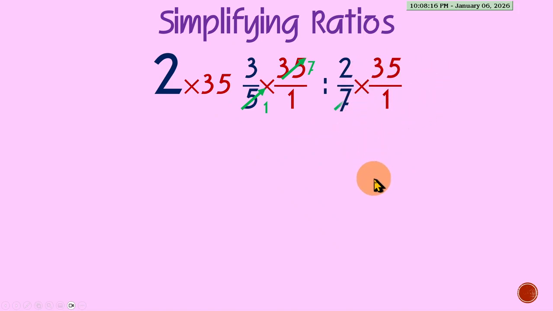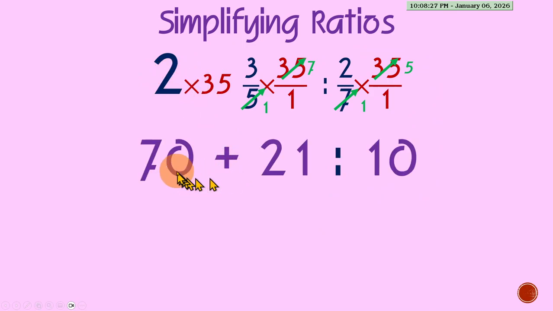7 into 7 is 1, and 7 into 35 will give us 5. And when we multiply the 2 by the 5, we're going to get 10. So using the whole number, we're going to get 70. 3 times 7 is 21. They need to be added because this came from the same number. That's going to be 91, and then you bring down the 10.